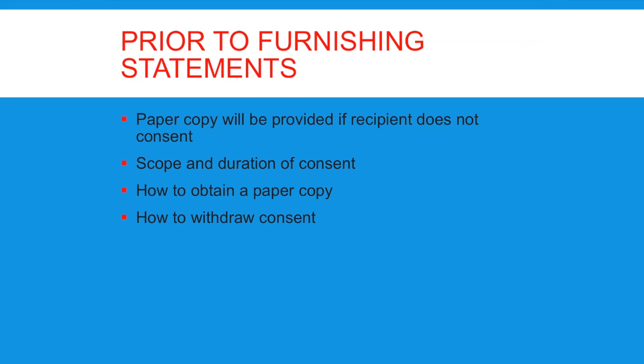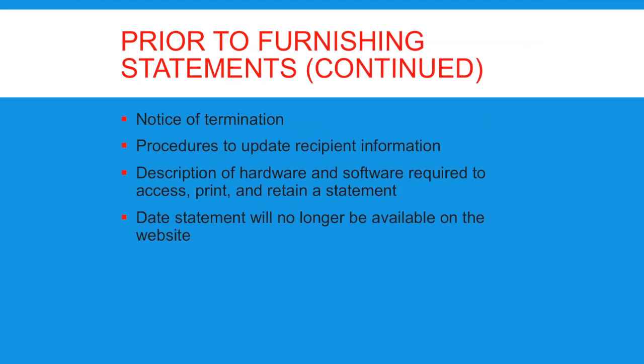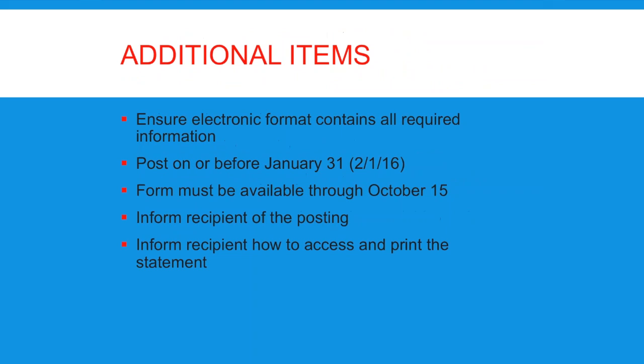So these are just items that you have to take into account as you're thinking about providing these electronic statements out to a recipient. You don't have to do this for the IRS, by the way. This is just on the recipient side, furnishing recipient statements to those people that you've paid. If you decide to no longer provide them electronically, you provide a notice of termination, and if they need to update their address or their social security number or name or anything like that, you have to have a procedure in place for them to update you with that information. You describe the hardware and software, and then you give them a date that the statement will no longer be available electronically. Generally speaking, the IRS requires that it be posted through October the 15th.